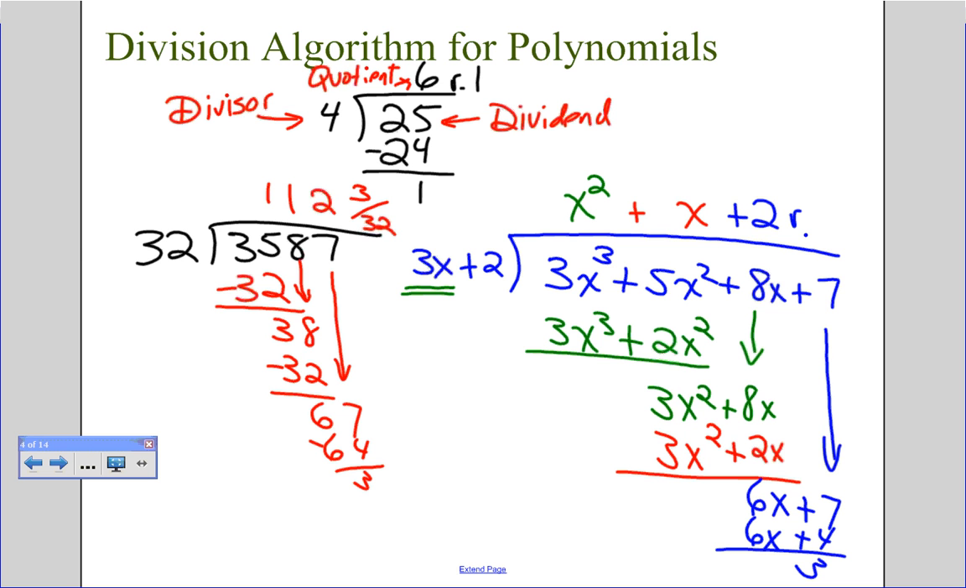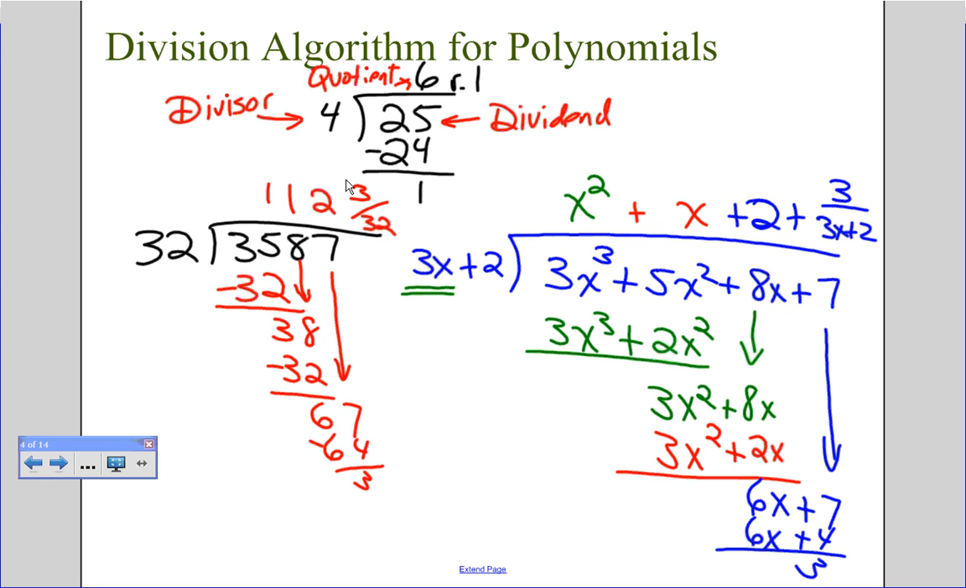But this time we write it as 3 over 3x plus 2. And we get rid of the remainder symbol and just write it as plus. In other words, just as when we divided before, we got our answer, our quotient was 112 and 3/32. Here our answer is x squared plus x plus 2 plus 3 divided by 3x plus 2. That was what was left over. And so that's how we do long division with polynomials.